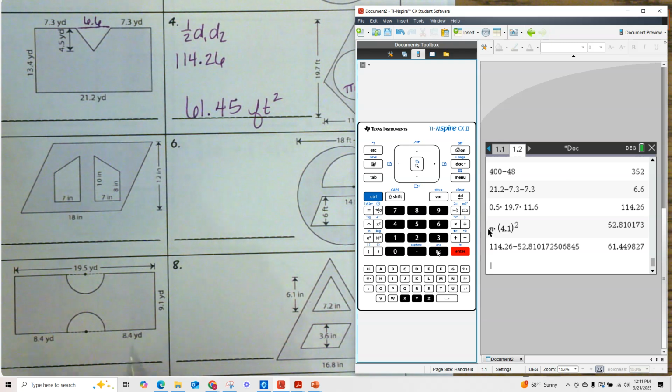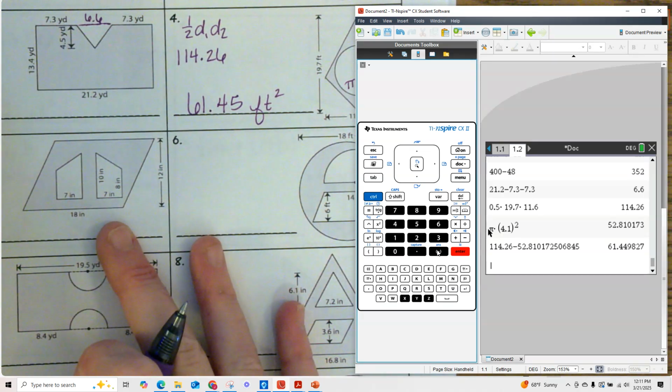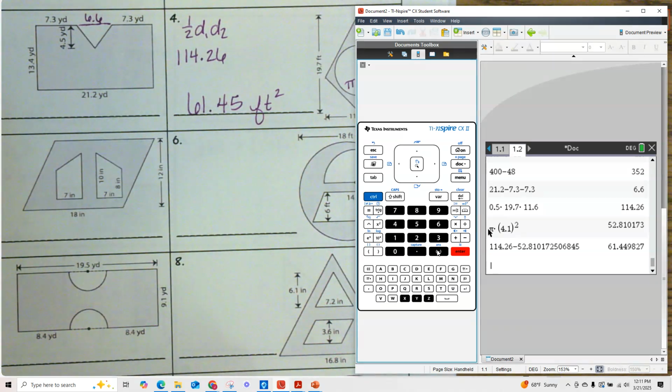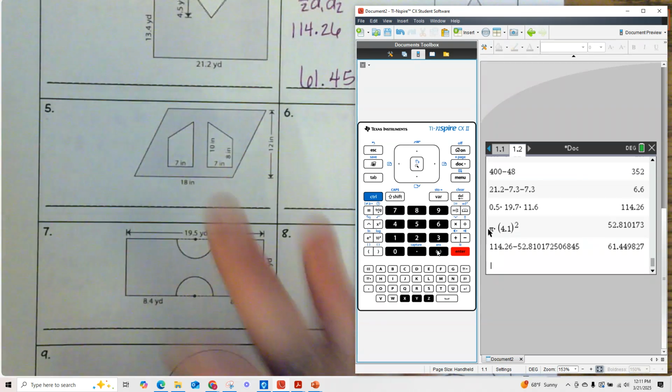All right, more than one shape. Which one do y'all want, 5 or 6? I say 5? 5. Okay.